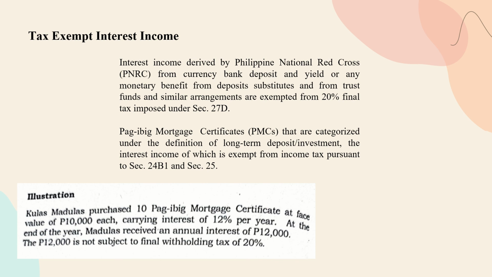The illustration below shows that Kulas Madulas purchased 10 Pag-ibig mortgage certificates at a face value of 10,000 pesos each, carrying interest of 12% per year. At the end of the year, Madulas received an annual interest of 12,000 pesos. The 12,000 pesos is not subject to the final withholding tax of 20%.